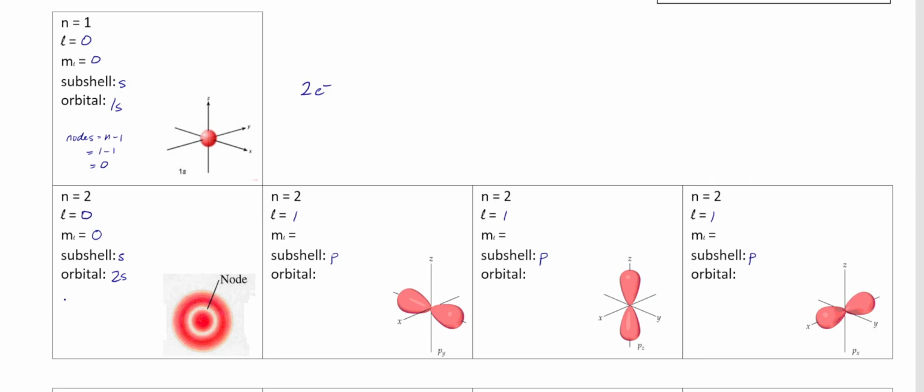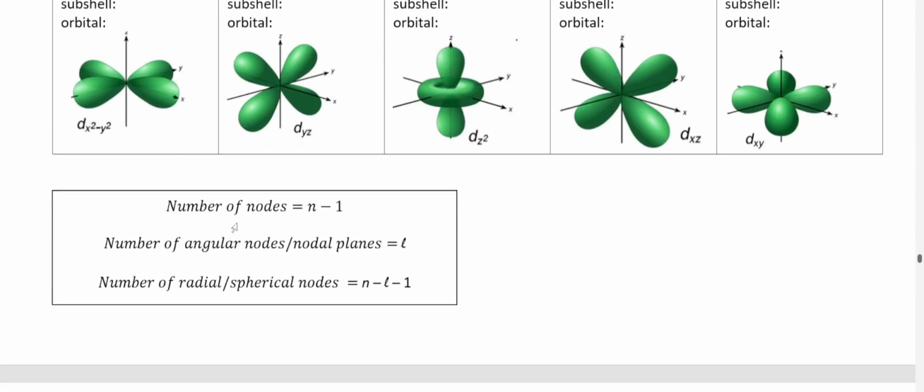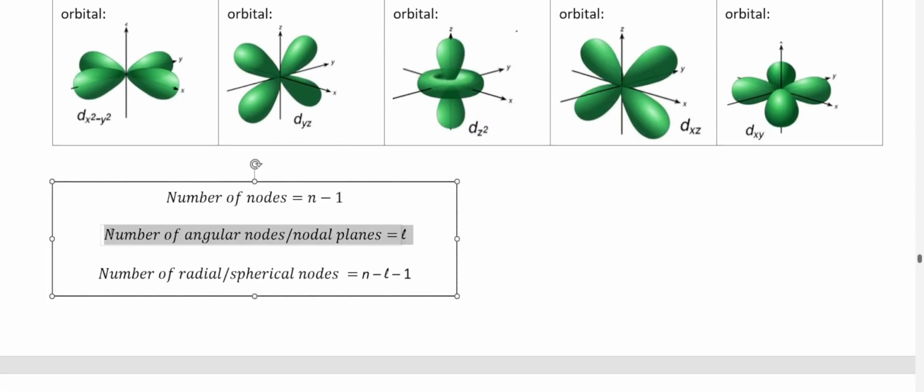Now, let's take a look at the nodes. Nodes is equal to n minus 1. So this is 2 minus 1. So I have one node. Now, you can do a further calculation to determine what type of node will be present. If you scroll down here, it tells you the number of nodal planes or angular nodes is given by the letter L. And the number of spherical nodes is given by the calculation n minus L minus 1.